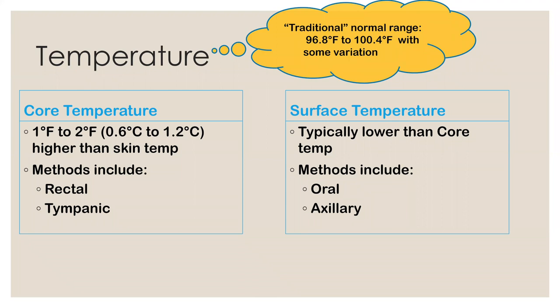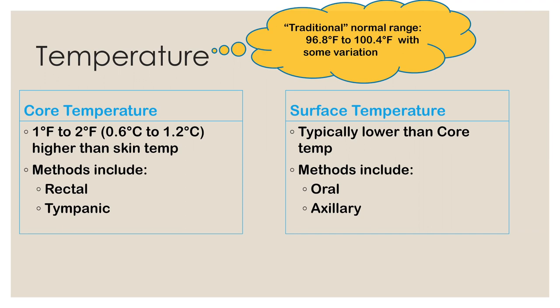Body temperature is the degree of heat maintained by the body. It's the difference between the heat produced by the body and the heat lost to the environment. Traditional or normal temperature, when we think about that, is about 98.6.